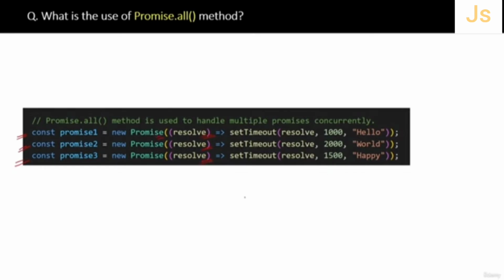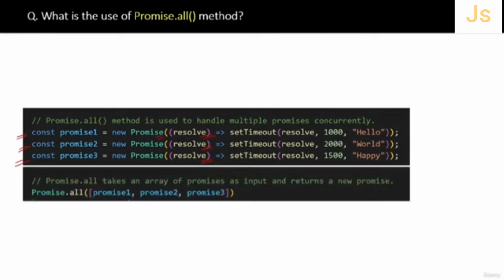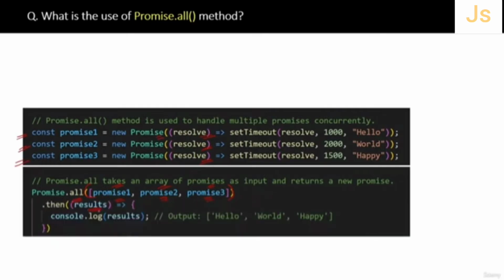Now to handle multiple promises concurrently or in parallel, we can use the promise.all method like this. Here you can put all the promises inside an array and then pass the array as a parameter to the promise.all method. It will wait until all the individual promises are resolved. Once all are resolved, the then function will accept the results of all the resolved promises in an array as the parameter, and inside we log the results of all the promises.